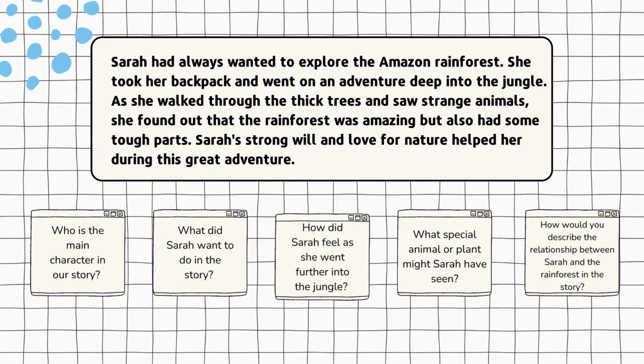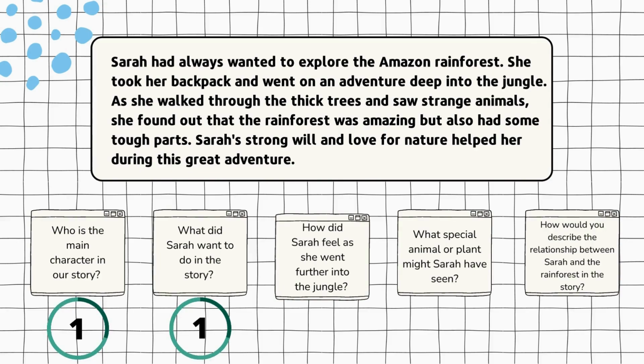For the first question, who's the main character in the story? This would belong to the blue area of the chart, asking the students to identify factual information. So we would give it a point if we go by the point system. The second one, what did Sarah want to do in the story? Again, it's fairly straightforward. The third one, how did Sarah feel as she went further into the jungle?